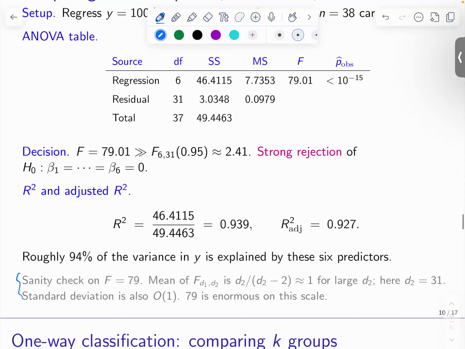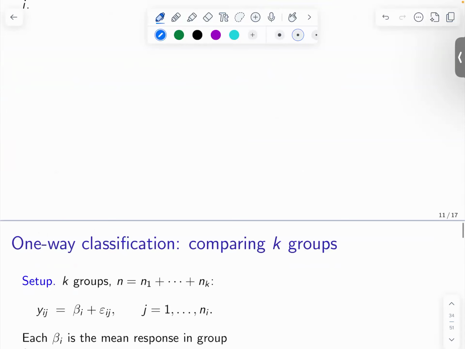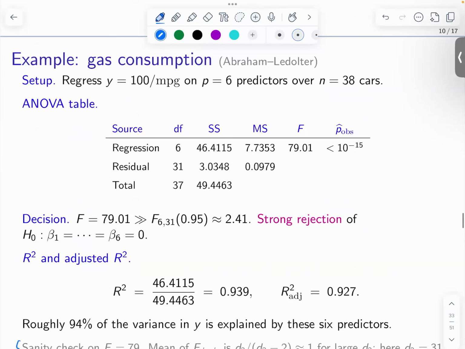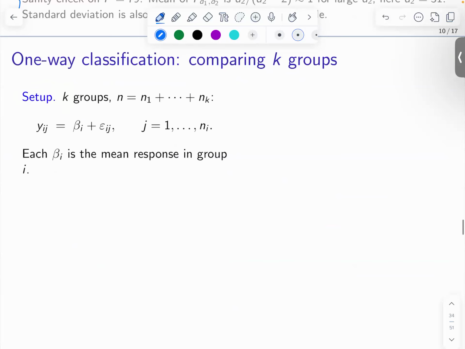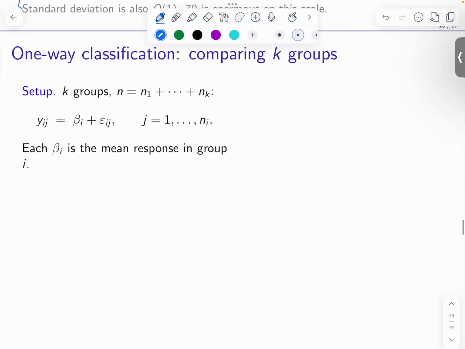This sanity check is like, we did a better version of it. Any questions? So this is ANOVA, a special case. And there's another one which I want to do, which is a little bit more interesting, the so-called one-way classification. Have you seen this before? One-way classification.